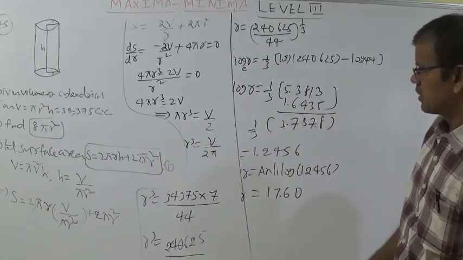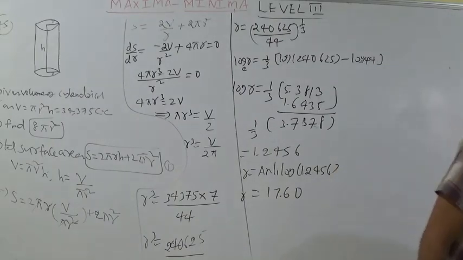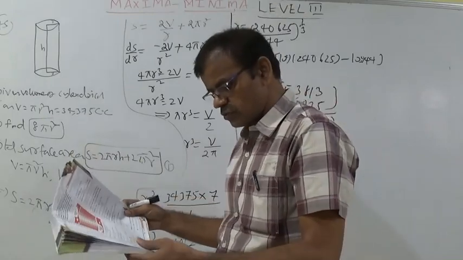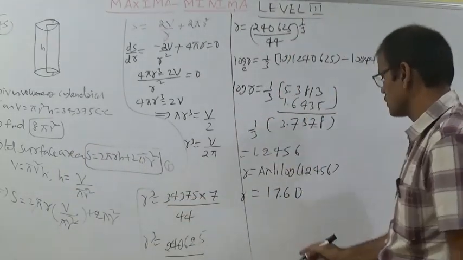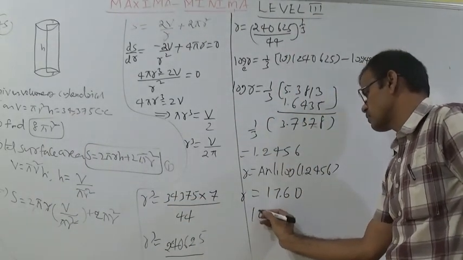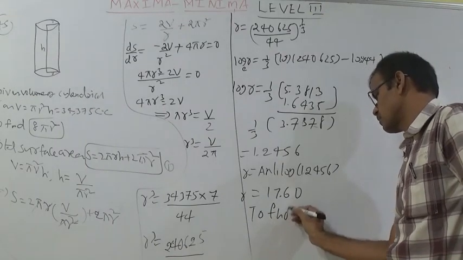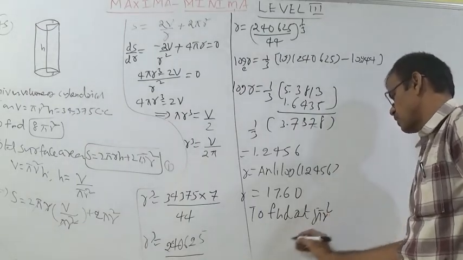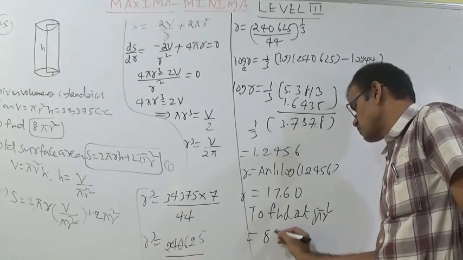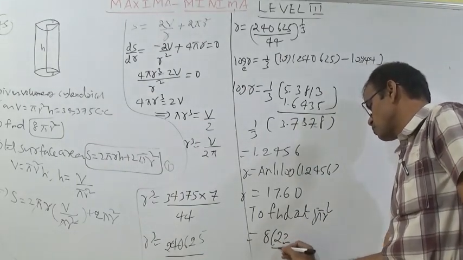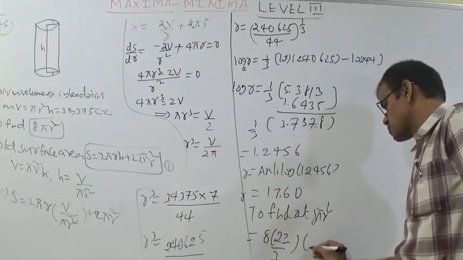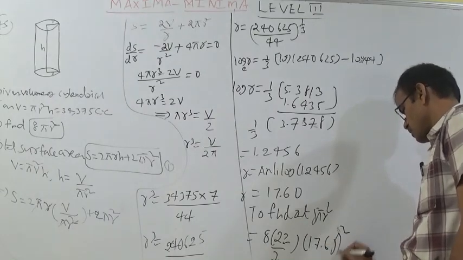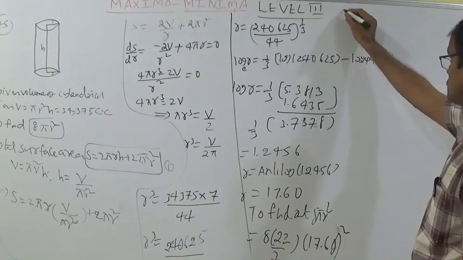So what should we calculate? Now once again see the question. R we got. Then 8 pi R square. To find out 8 pi R square, 8 into the pi value 22 by 7 into R square, means 17.60 whole square.